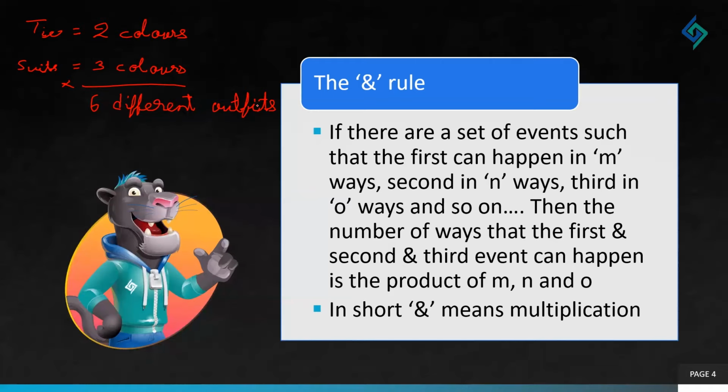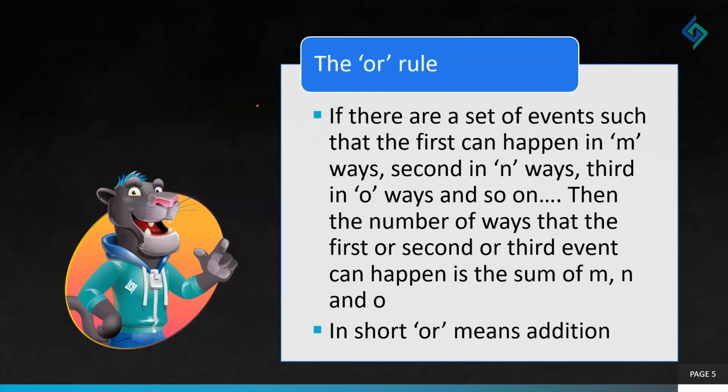This is what the AND rule states, that if I have got 2 different events or 3 different events even, and event 1 can happen suppose in m ways, event 2 in n ways, event 3 in o ways, that the number of ways that event 1 and event 2 and event 3 can happen is m into n into o ways, right? So this is the AND rule. And just like that, we also have the OR rule.